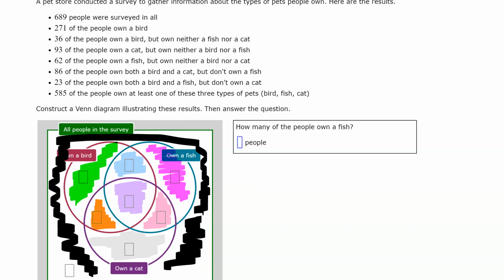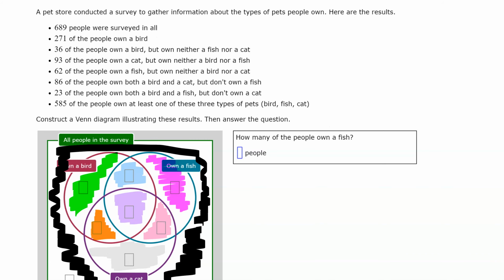Okay, so what you do when you have a survey is you go through and write down the rooms that each line of text is talking about. So in the first set here, we've conducted a survey, here's the results. 689 people were surveyed in all. So that means all the rooms together have to equal 689. I'm going to write out each room in color.